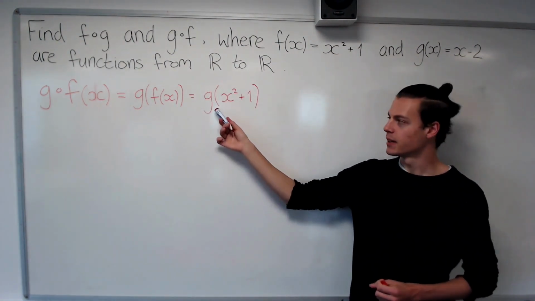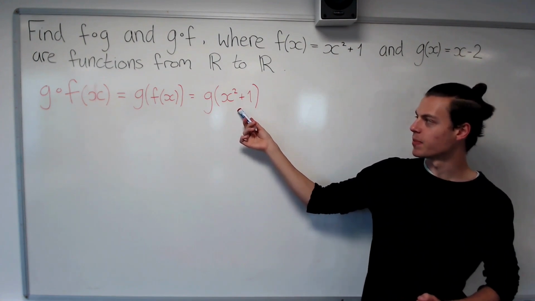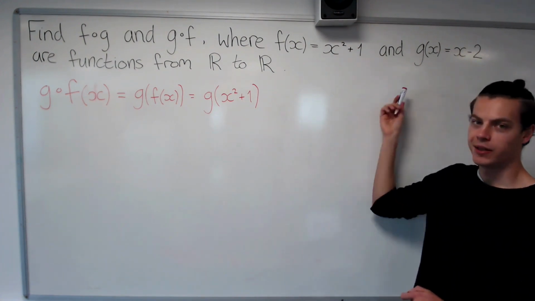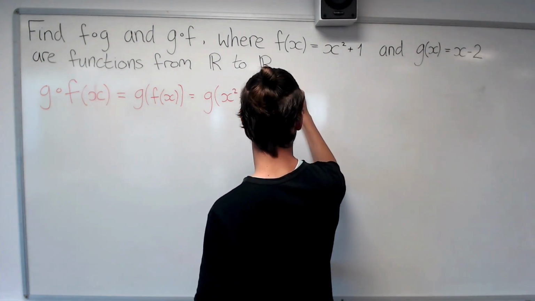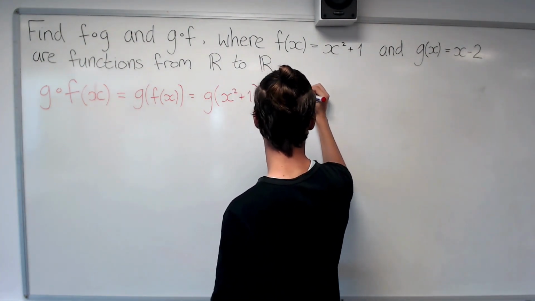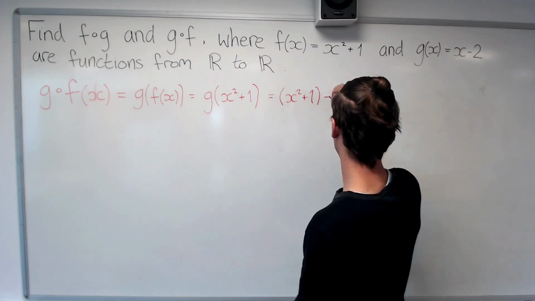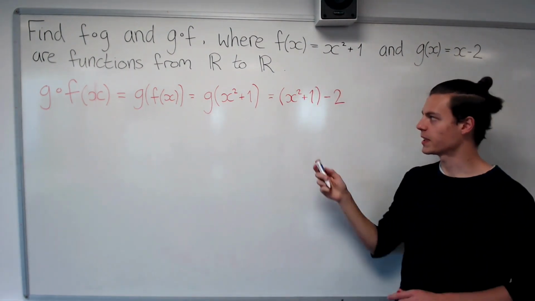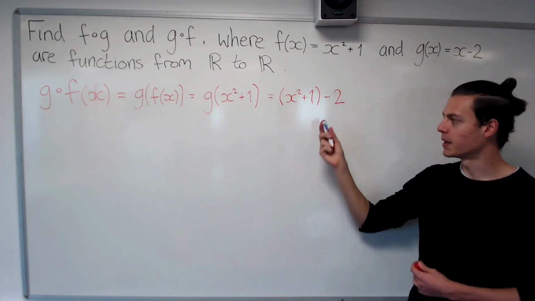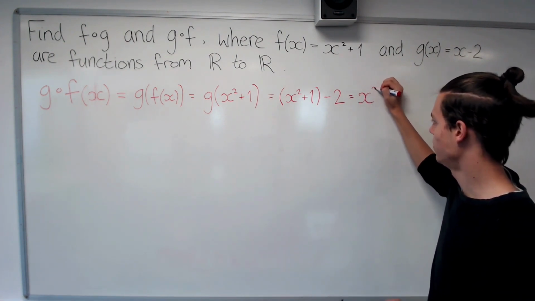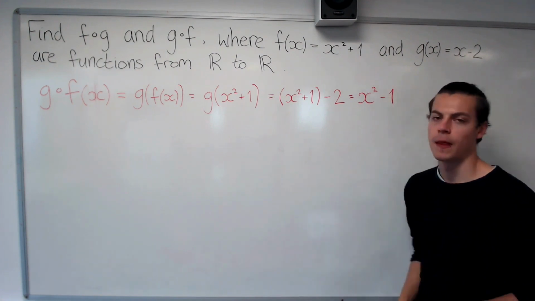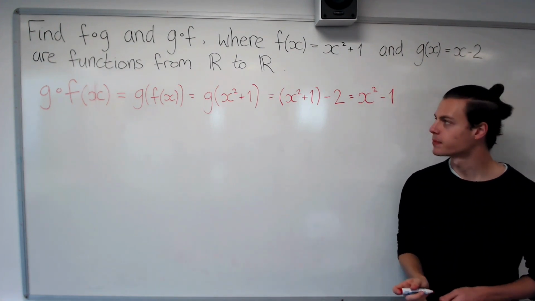And applying g to this value x squared plus 1, using the definition of g, gives x squared plus 1 minus 2, which can be simplified to x squared minus 1.